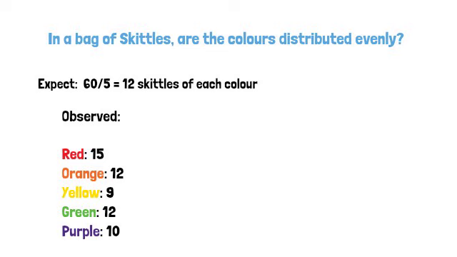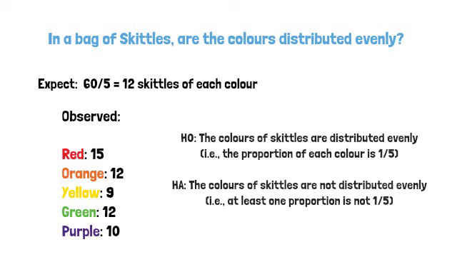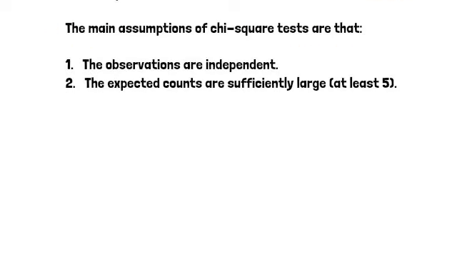The notion of chi-square tests is to compare observed counts from a sample with expected counts from a population or specified distribution. In general, the hypotheses can be formalized with the null being that the colors of Skittles are distributed evenly, i.e. the proportion of each color is 1/5. The alternative would be that the colors of Skittles are not distributed evenly, so that at least one proportion is not 1/5. The main assumptions of chi-square tests are that the observations are independent and the expected counts are sufficiently large, usually at least 5.